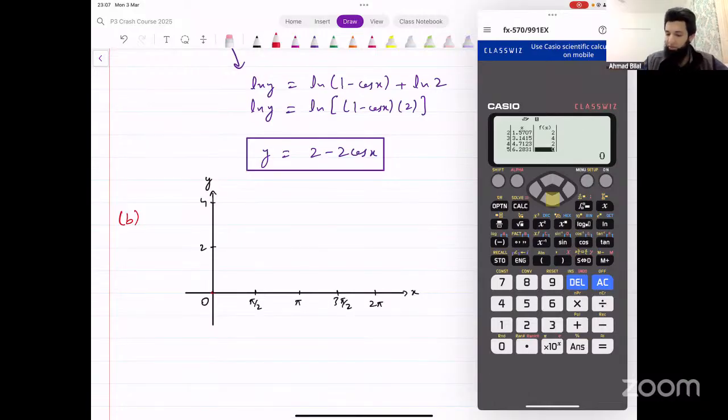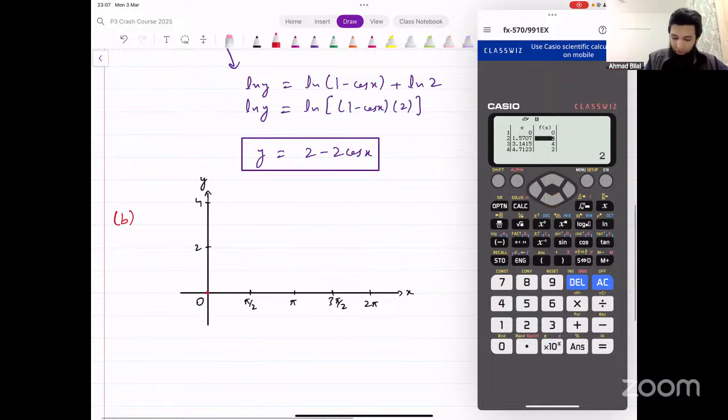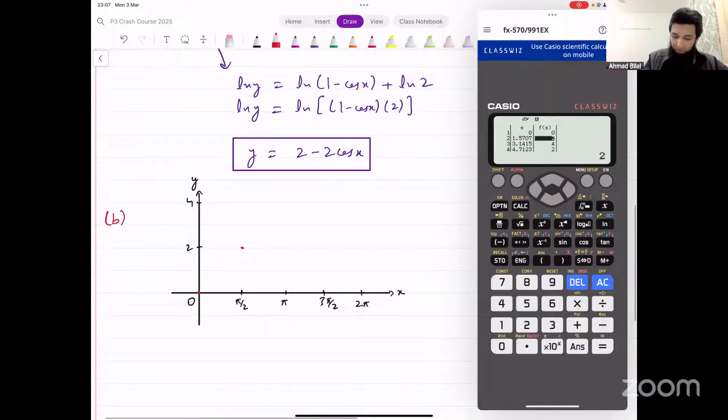Let's mark these points. At 0, we have 0. At pi over 2, we've got 2. And then at pi, we have 4. And then 2 again. And then finally, you've got 0. What is the graph going to look like?